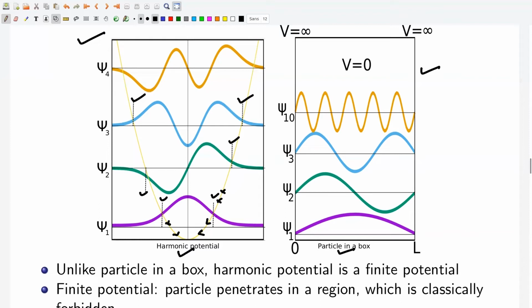You can see that you have some probability, although this is very small, but still you have some finite probability of finding the particle beyond the classical turning point. This is related to quantum tunneling, which we are going to discuss towards the end of this lecture.